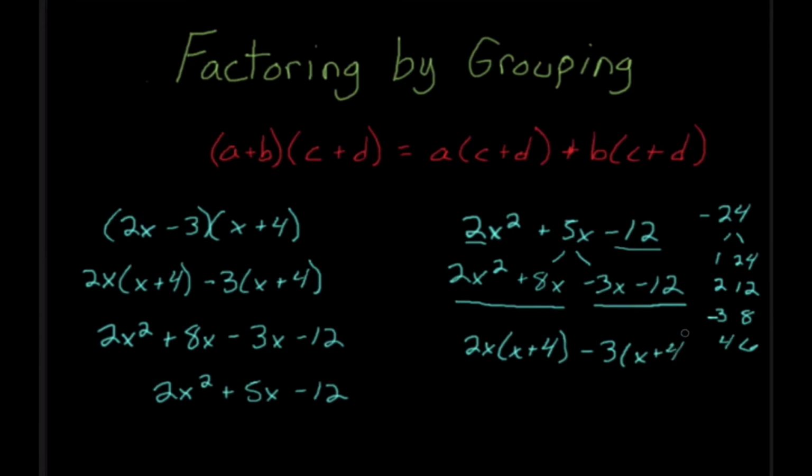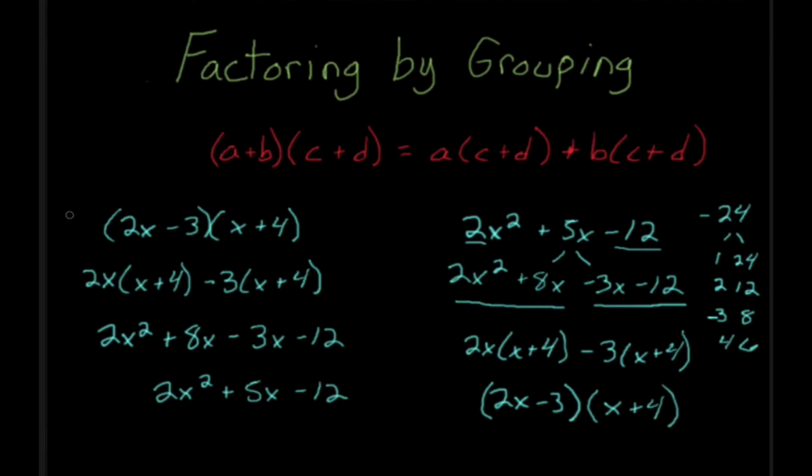Now if you notice, at this point, what we have is 2x times x plus 4 and negative 3 times x plus 4. Looks a lot like this expression right here, which we know is equivalent to the binomials a plus b times c plus d, or a and b both multiplied by c plus d, or what's in the parentheses. So an equivalent way of writing this expression would be 2x minus 3, both multiplied by x plus 4.